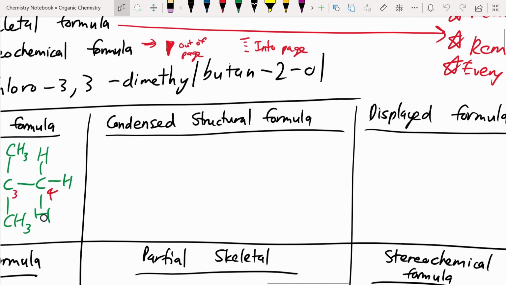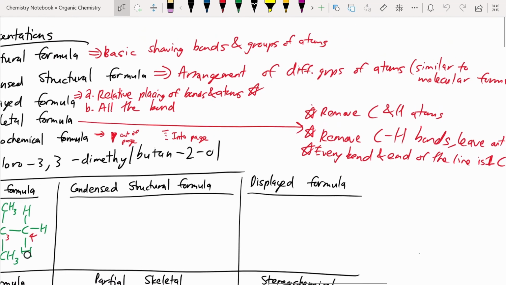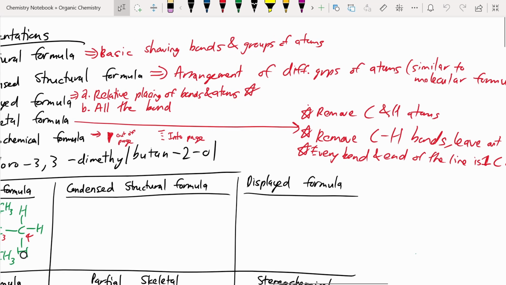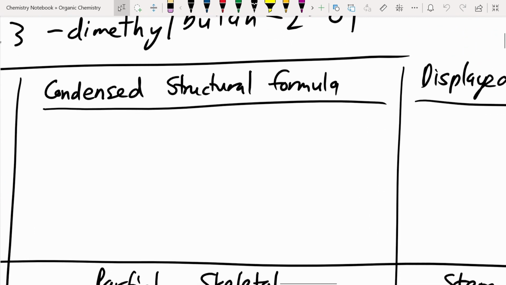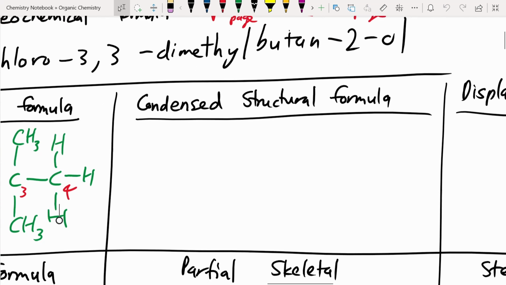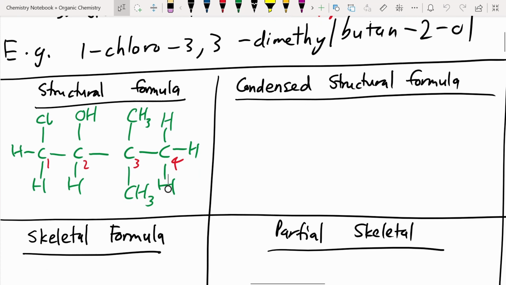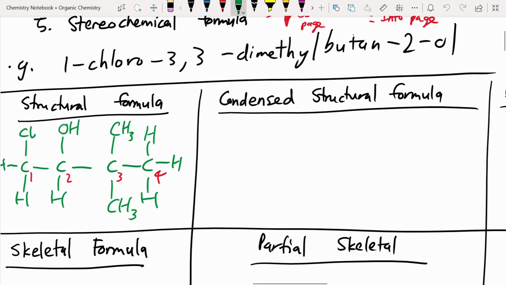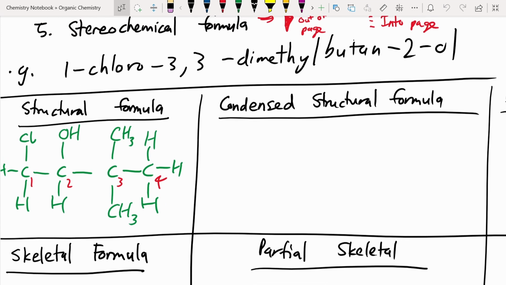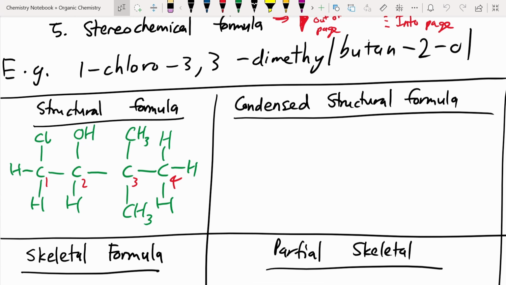Condensed formula. In a sense, condensed formula is the arrangement of different groups of atoms, something similar to your molecular formula, but it shows the arrangement of different groups of atoms. So in this case, we can deal with each group by each group. If for example we're talking about carbon 1, there's the first carbon. So first carbon, there's 2 hydrogen and 1 chlorine. So when you draw, it's CH2Cl.